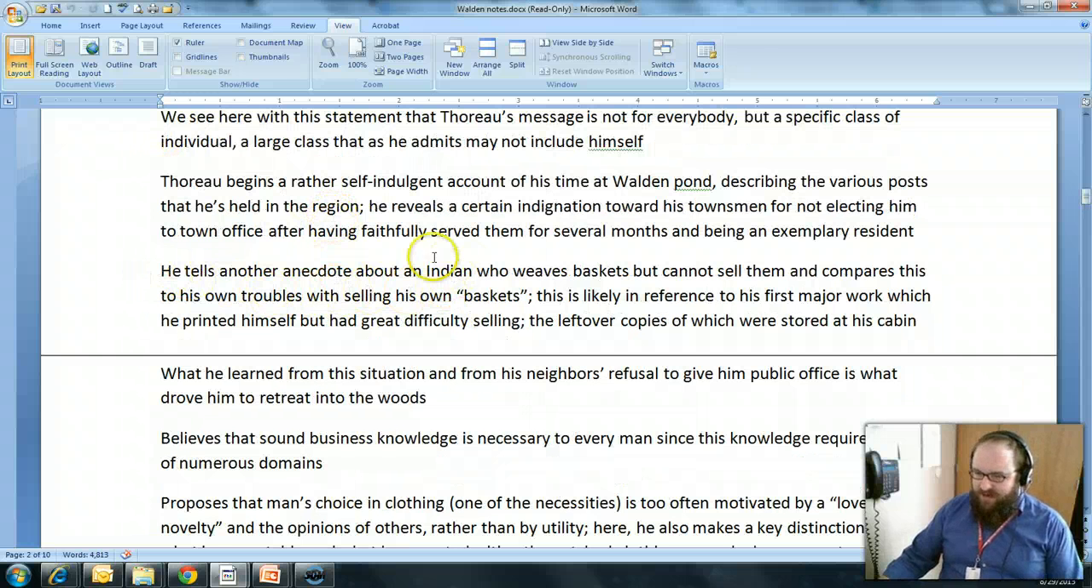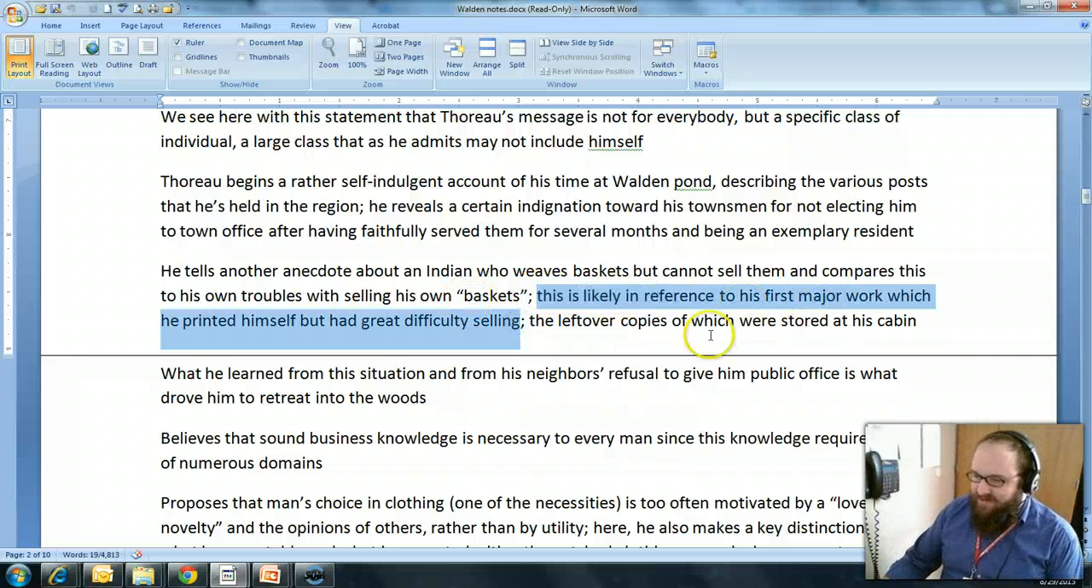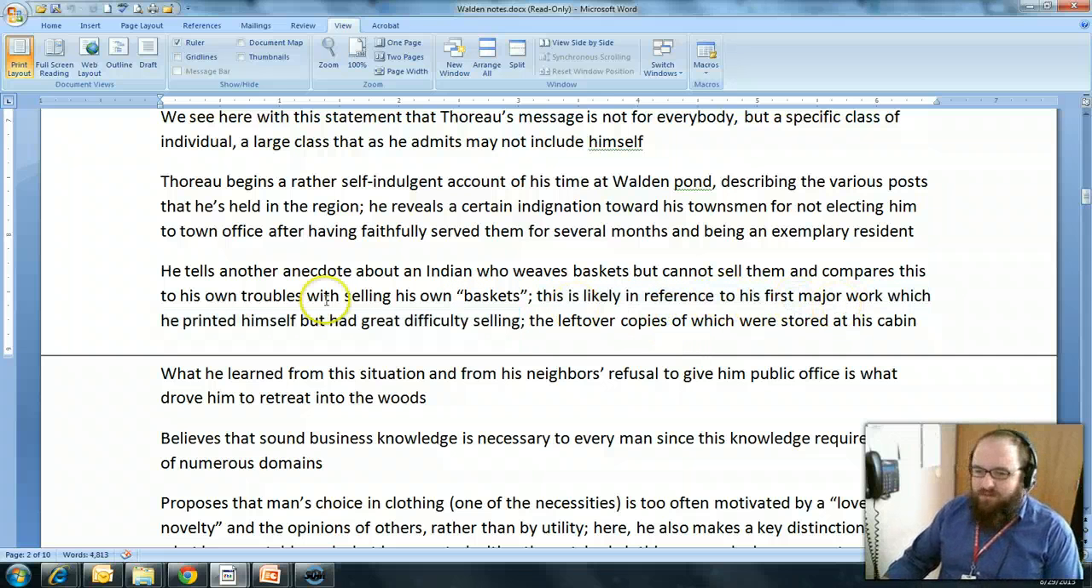He tells an anecdote about an Indian who weaves baskets but cannot sell them, and compares this to his own troubles with selling his own, quote, baskets. He's referring to his literary efforts. And here's a personal response to that. I'm guessing at this point: this is likely in reference to his first major work, which he printed himself but had great difficulty selling, the leftover copies of which were stored at his cabin. So I'm trying to predict what I thought baskets meant in quotes.